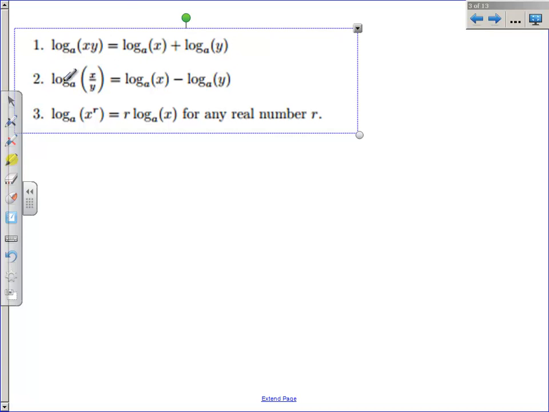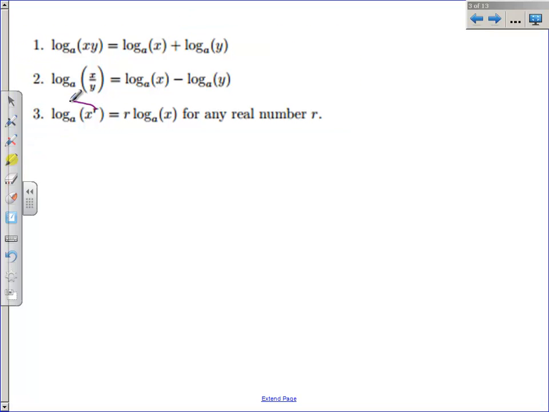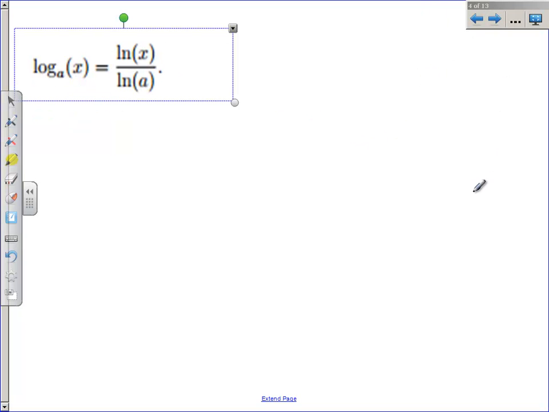The second one is if you have the log of a quotient, then this is equal to the log of the numerator minus the log of the denominator. The third one is if you have the log of something being taken to a power, the power can be brought down in front of the logarithm, and it can be r times the log base a of x. These are unique to logarithms. No other function behaves this way. This is going to be new for you to see, although you probably saw it in Algebra 2.